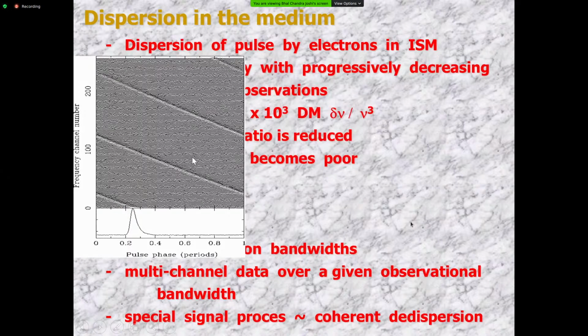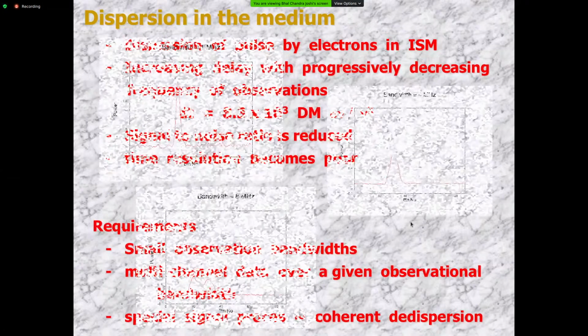Then what will happen is that your pulse will come at different points of time. The serration which you see there is the pulse, and the pulse is delayed more and more as you go down in the frequency. Now, if I add all this data together, I will see nothing because the pulse is there everywhere. So this dispersion essentially reduces the signal to noise ratio, which becomes very, very poor. And that is an issue.